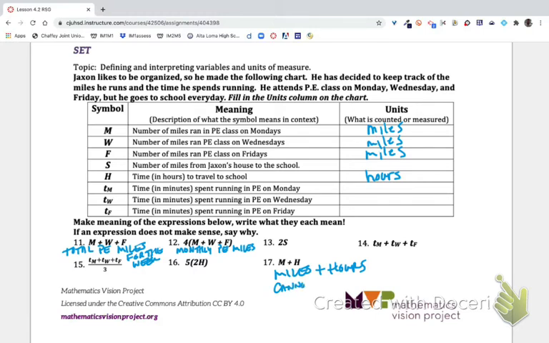We cannot combine, add different units. Okay, we're measuring different things. We're measuring miles and hours here. Can't combine those.